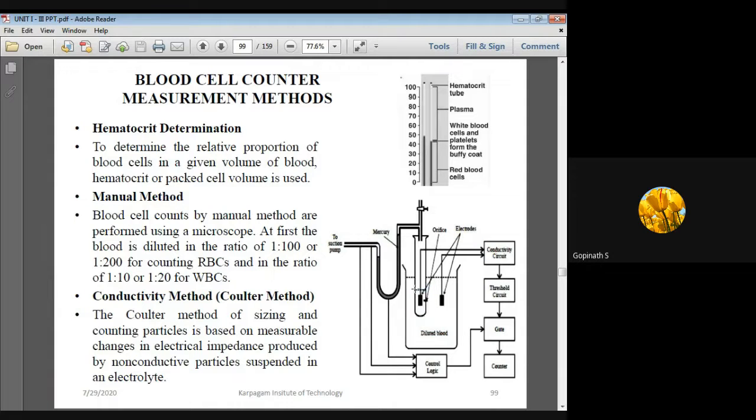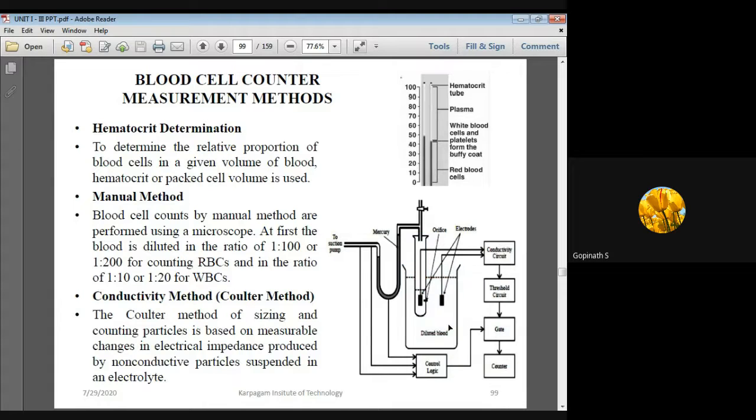This glass tube is totally filled with the electrolyte solution, and this beaker is filled with the diluted blood. Somewhat of a contamination will be there. We do not take the original blood sample; we just add some liquid. Why do we add this liquid? From the diluted blood only, we will be able to know the counting of cells, that is RBC, WBC, and platelets.